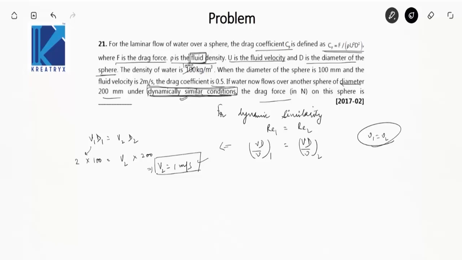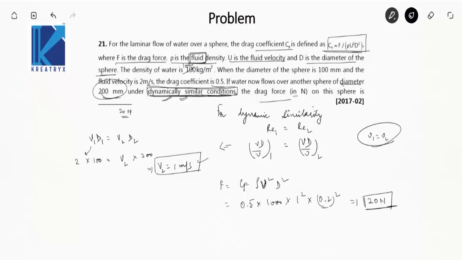We have to find drag force on the sphere of diameter 200 mm. What is the formula given? The formula is given as F equals Cf rho u square d square. Okay, put all the values. Cf is 0.5, rho is 1000, V we have found out. That is 1 square into d square, 0.2 square. This is in mm. Here you have to put it in meters. That will be equal to 20 Newton. So on this same concept, the question has been repeated. Okay, so the answer will be 20 Newton. Check the units in which you have to fill the answer, that is Newton. So 20 Newton will be the answer.